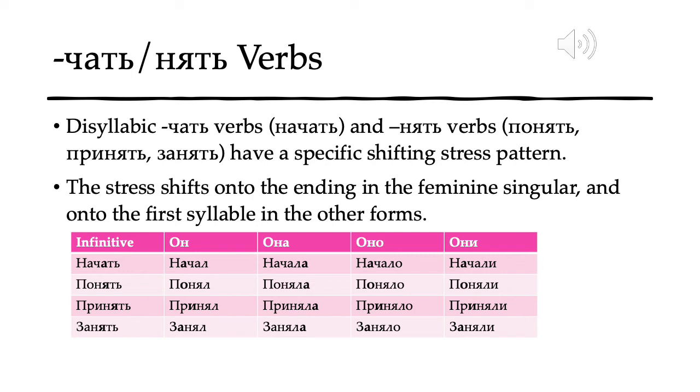And these verbs in general have their own special things that go on in all the forms. So if you see чать or нять verbs, these disyllabic verbs, keep an eye on them because you know that they're going to do something strange in both the past and non-past tenses.